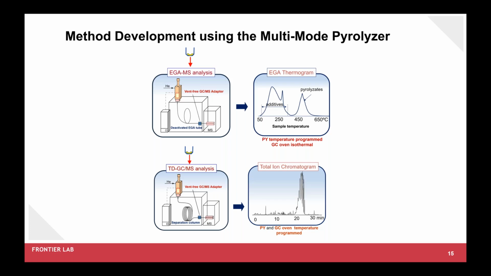Now, to further analyze the sample, the EGA tube is switched to the GC separation column using the vent-free GC/MS adapter. The microfurnace is then programmed to the desired or optimal thermal desorption temperature range, and a separation analysis is performed on the sample to thermally extract additives and lighter compounds from the heavier and polymeric portion of the sample.